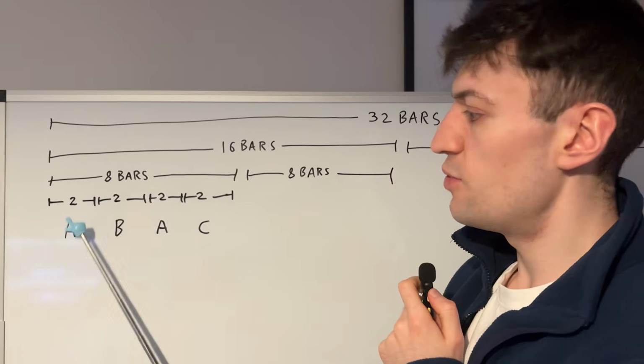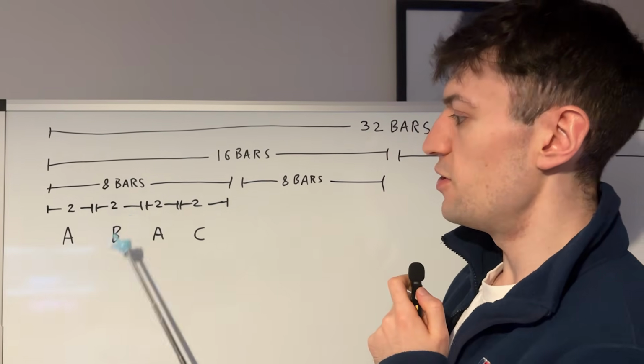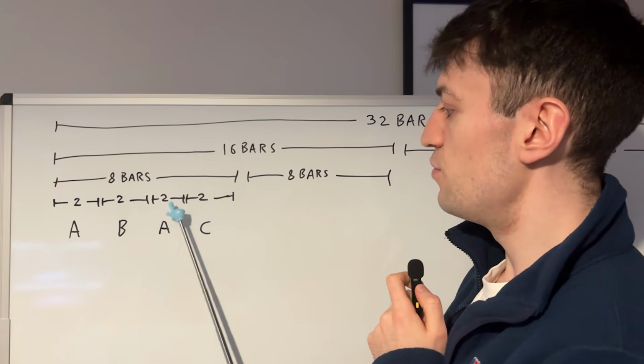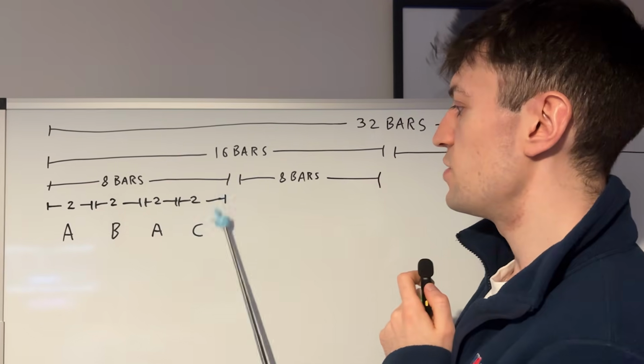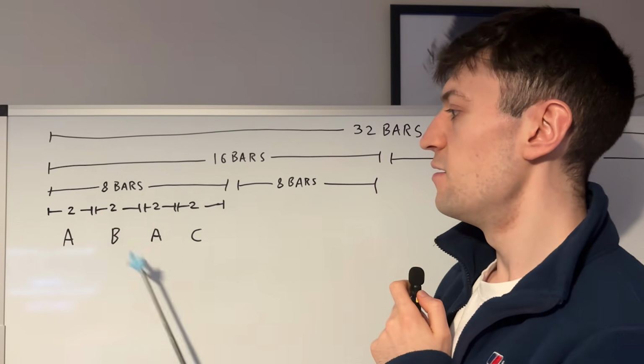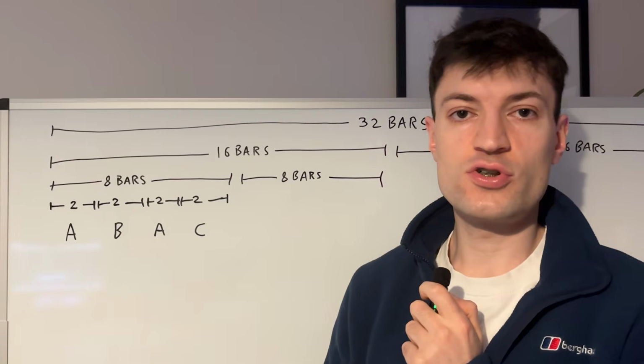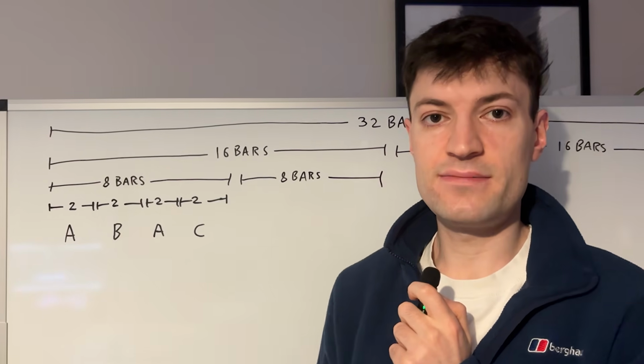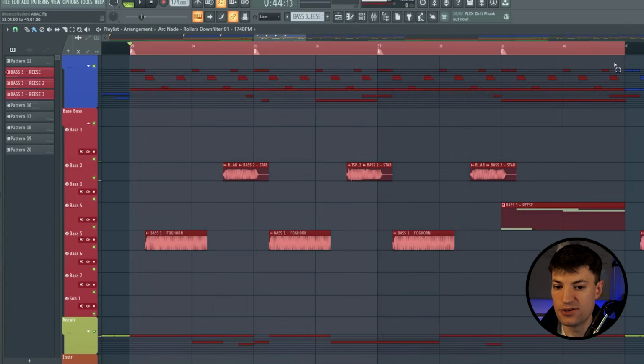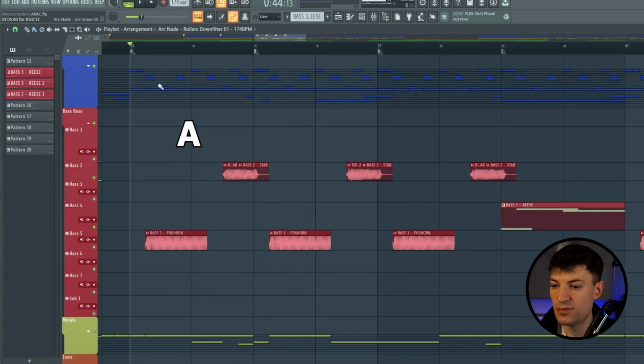We get the first 2 bars of A, the second 2 bars of B, the next 2 bars A again, and then the next 2 bars C. Now let's look at an example of how this works and how we can structure our tracks based off this. On the screen here, you can see I've got 8 bars of drop. I've got A for the first 2 bars, then B, then A, then C.